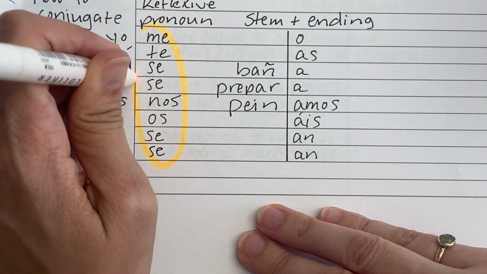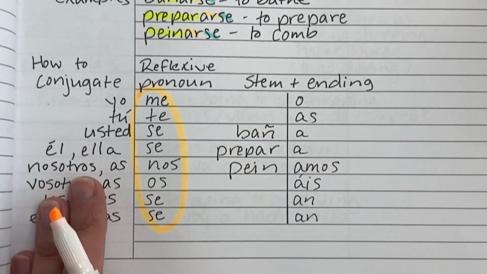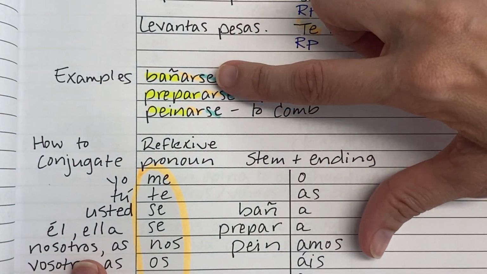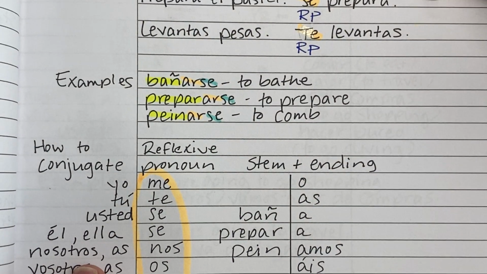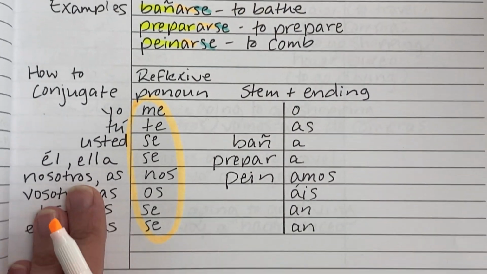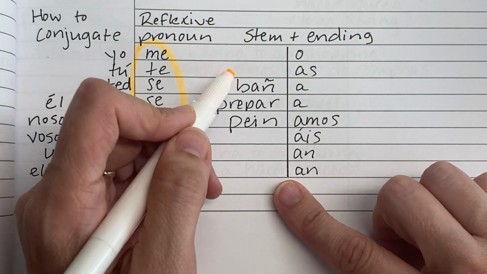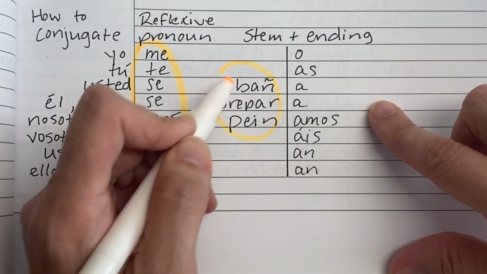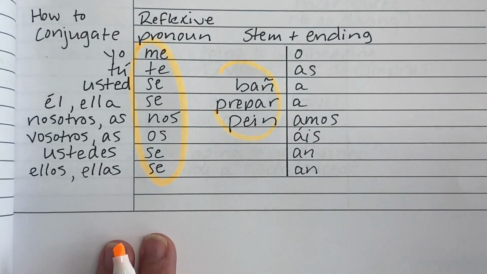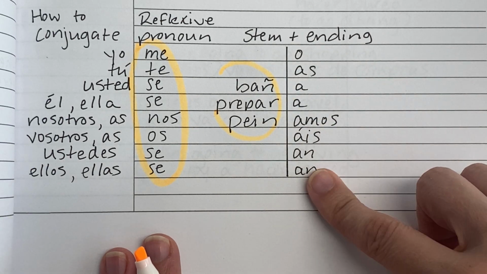All right. Step two is the stem, and the stem is everything that's left when we take off the ending. And in this case, the ending we take off is the arse. All right. So I have this stem here for you. Bañ, prepar, pein. And then step three is to add the ending. And we're just using our regular AR endings that we've learned about. O, as, a, amos, áis, an.